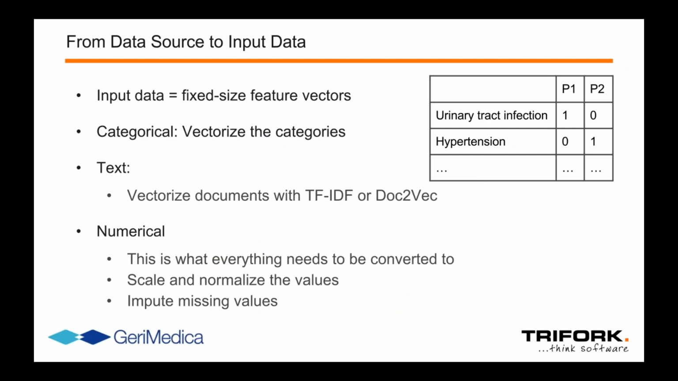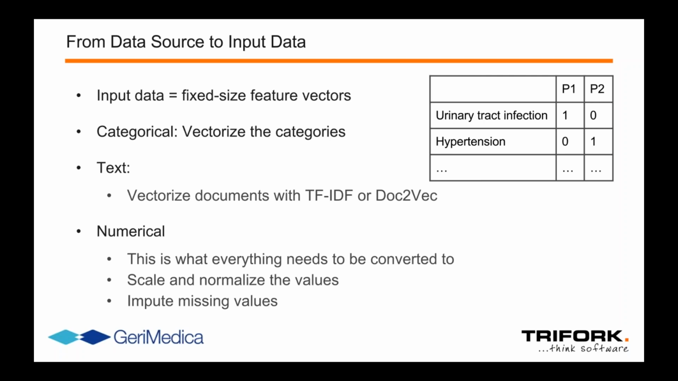But to get there, we need to turn our data source into input data. And what does that mean? Input data needs to be fixed size feature vectors. That is the language in which we talk to our machine learning algorithms. We provide them with a series of data points, which are always numbers, and these need to be the same size for every single data point that we give.